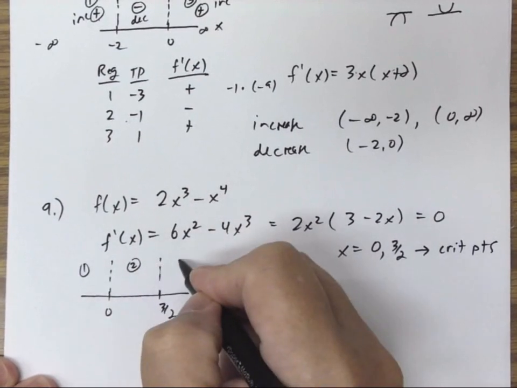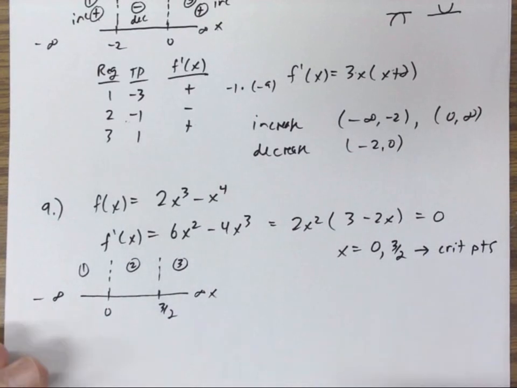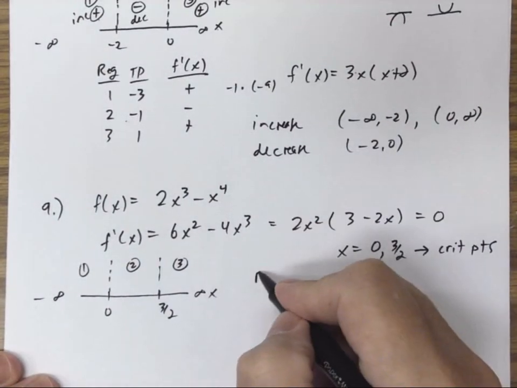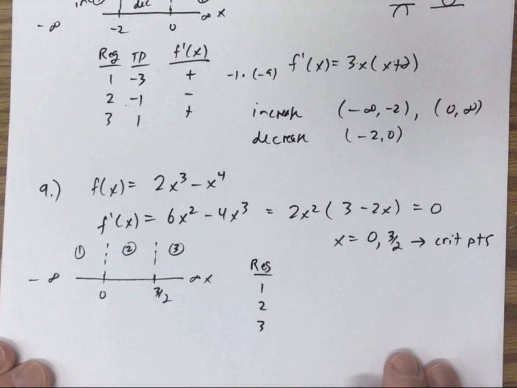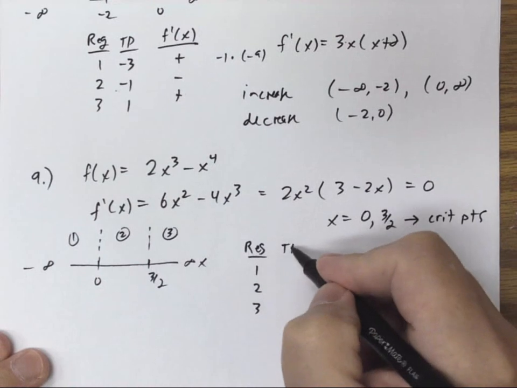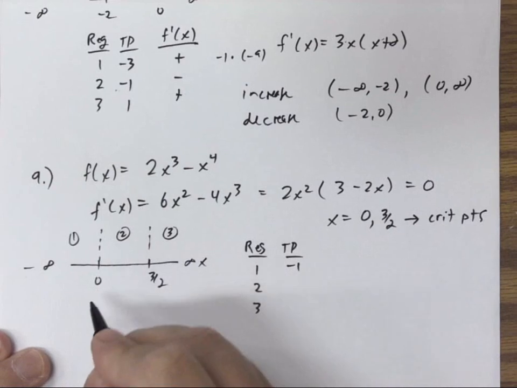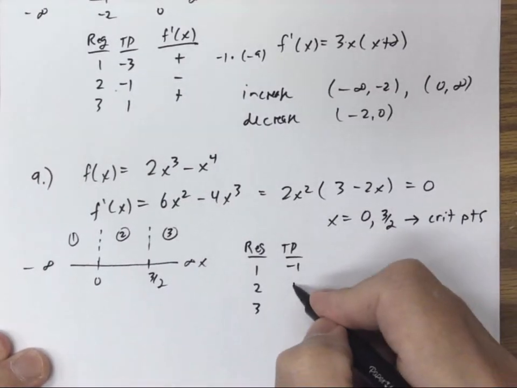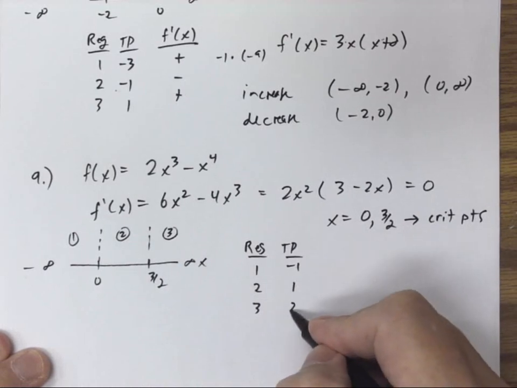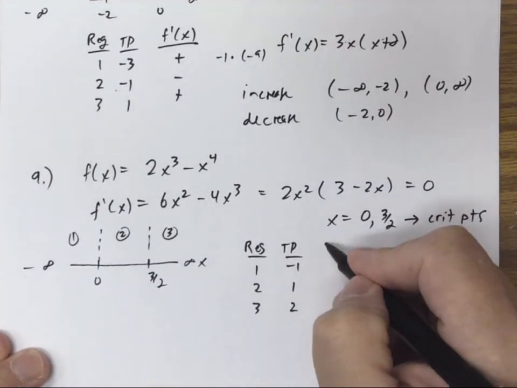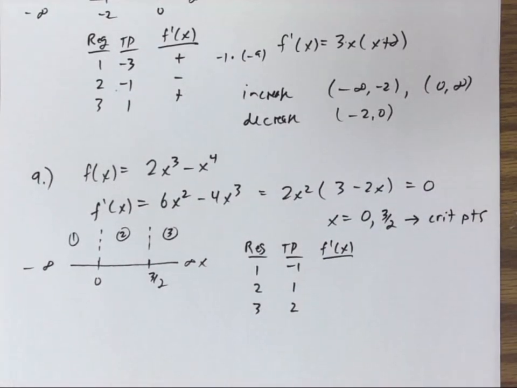Turns out I have 3 regions. So I do what's called my sign chart. 3 regions. I go inside of each region and choose a point. Region 1, I'll choose -1. Region 2, I have to be between 0 and 3/2, like 1 is in between. And for region 3, I'll choose 2. And then for each of those test points, I'm going to figure out the sign of the first derivative.